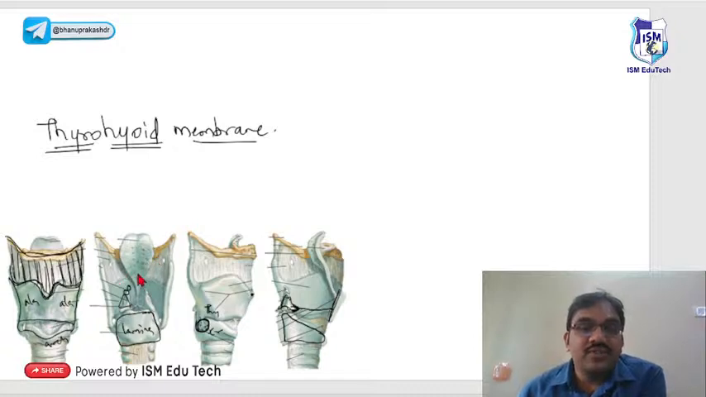If you see from the posterior surface of your thyroid, with the help of the thyroepiglottic ligament, there arises a leafy cartilaginous structure.